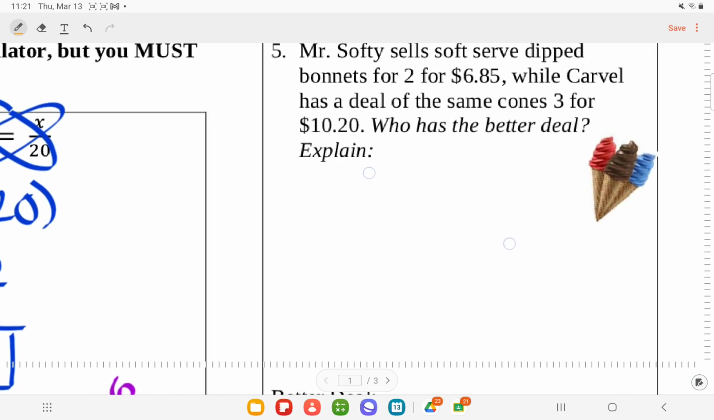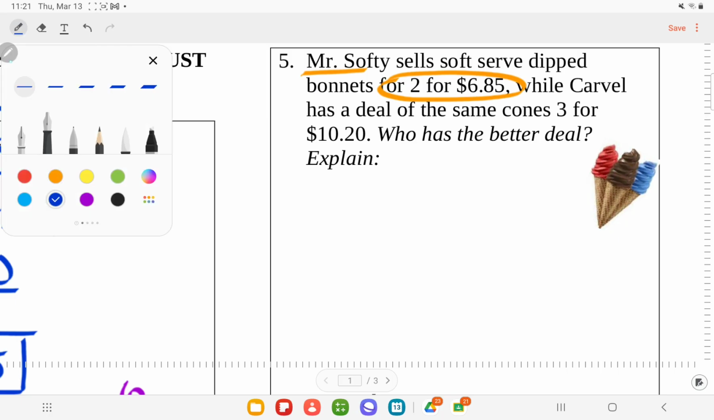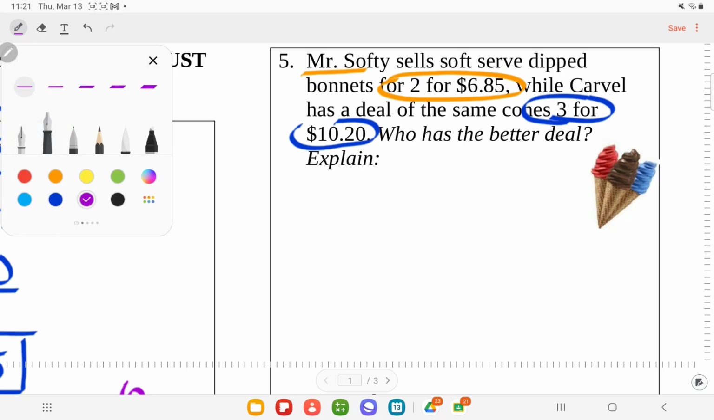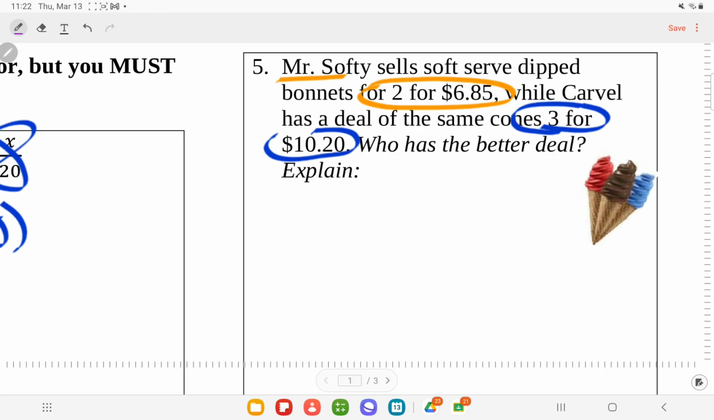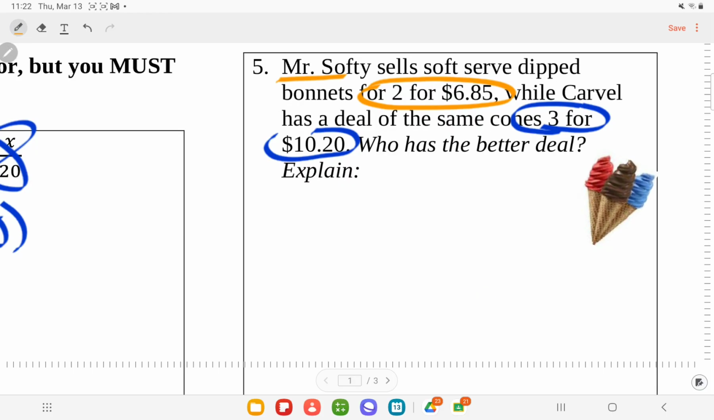For 5, Mr. Softy sells soft serve dipped bonnets, 2 for $6.85. So this is Mr. Softy, 2 for $6.85. Carvel has a deal that they sell the same 3 cones for $10.20 for 3. Who has a better deal, and how do we know that, or why? Explain. So in order to figure that out, we're going to have to compare these two by finding how much each one of those bonnets actually costs us. So let's calculate Mr. Softy.